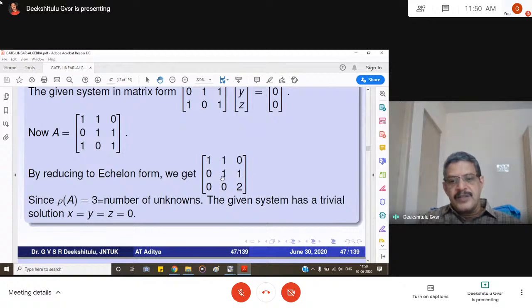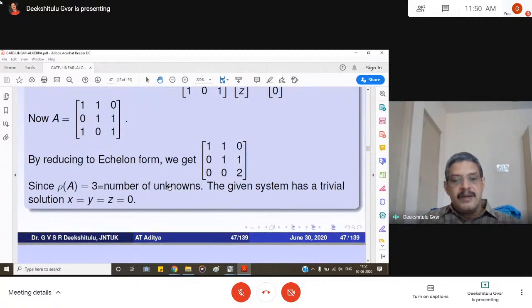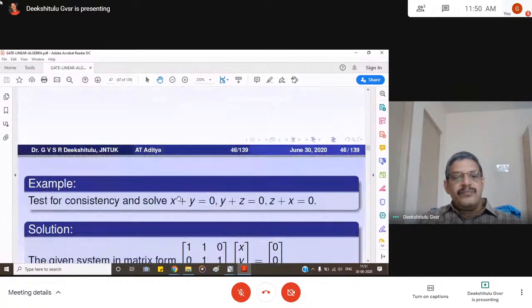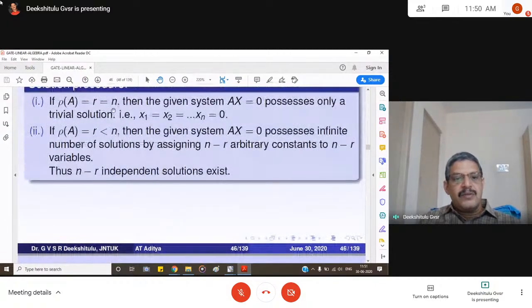The second equation is y plus z is equal to 0. Already z is equal to 0. Then what is y? 0. And if you put this y and z in the first equation, x also becomes 0. So like that, whenever the rank of A is equal to r is equal to n, where n is the number of unknowns, then it has only the trivial solution.